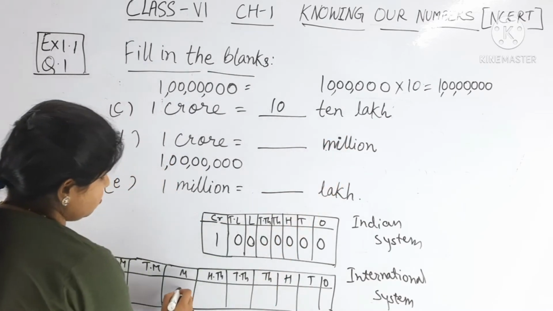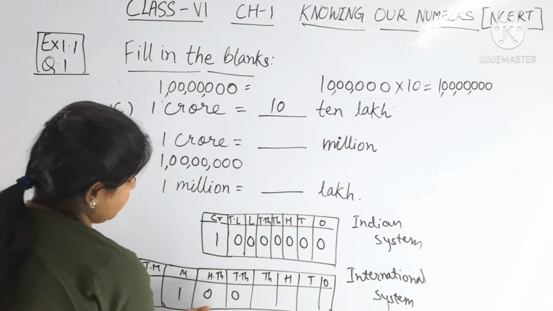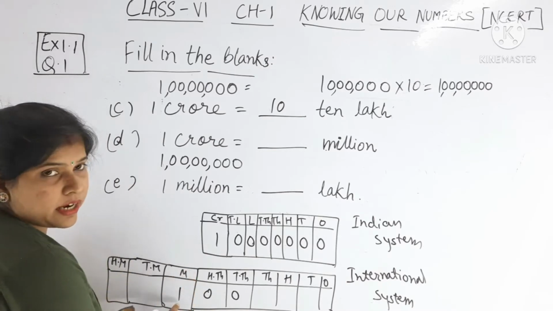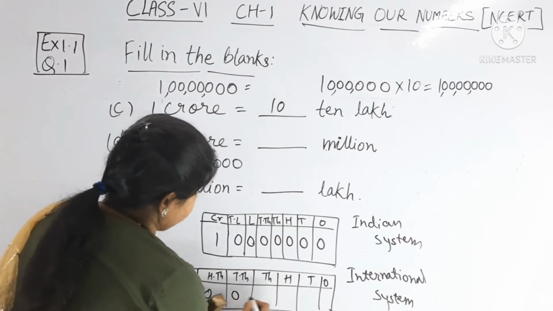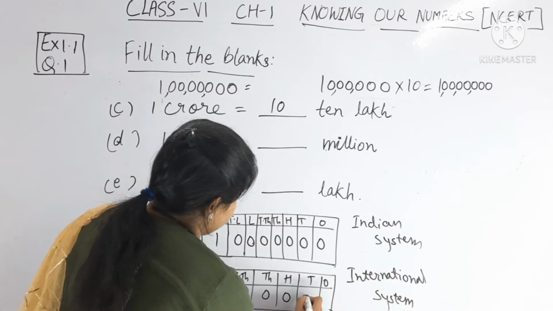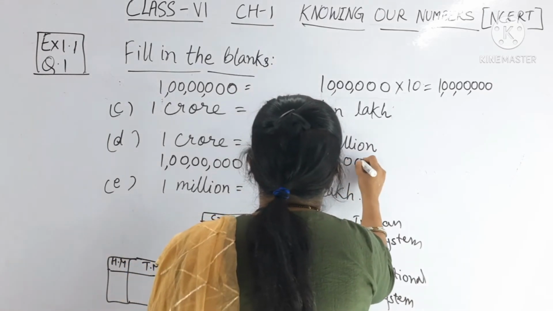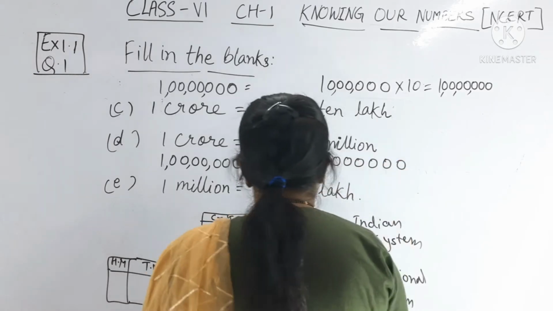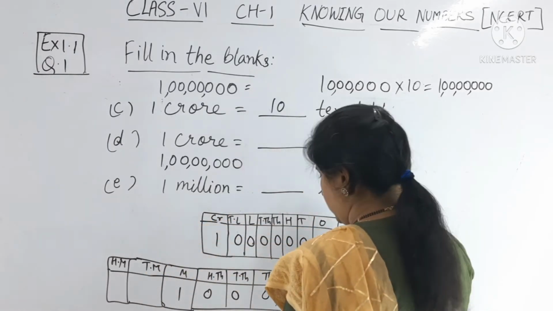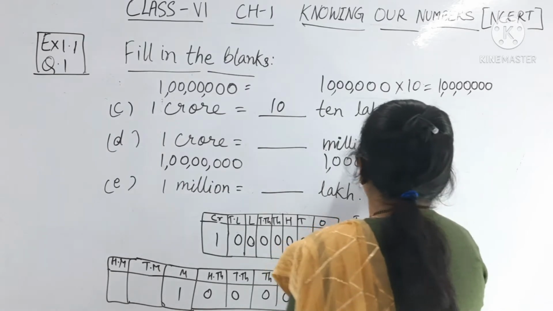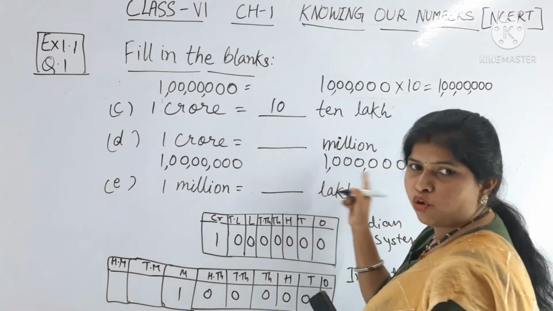1 million. So 1 million, in place of million we have to write 1, then the others will be 0. How many 0s here? 6 zeros: 1, 2, 3, 4, 5, 6. The comma will be after 3. From the right hand side you have to put commas. Okay.